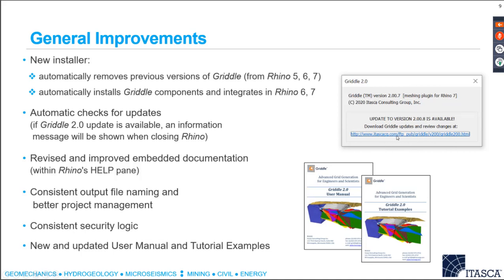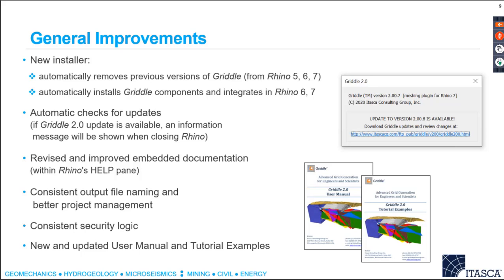It will look like this. You just click on this link, which will open the Griddle update page in your default browser. You just download the new version of Griddle and install it, and you will get the new version. So with this, of course, we're planning to periodically release updates to make improvements and provide new features, which was not possible for the previous version of Griddle. And now it works similar to all other Itasca software.